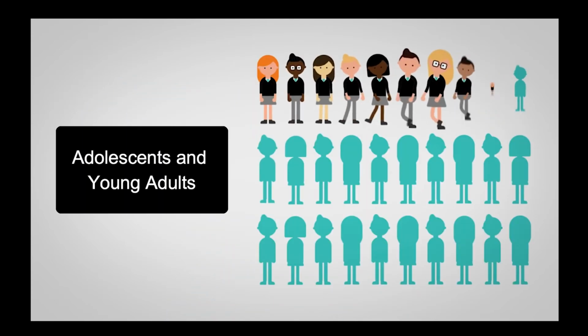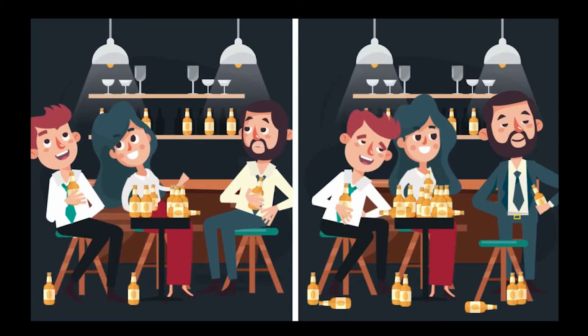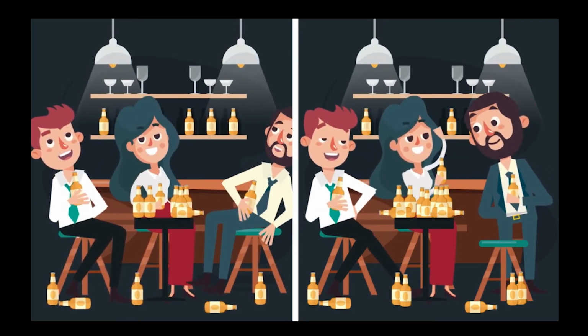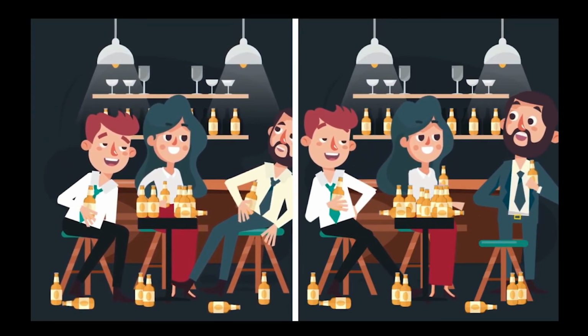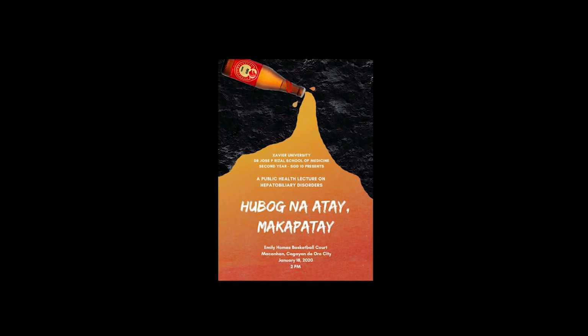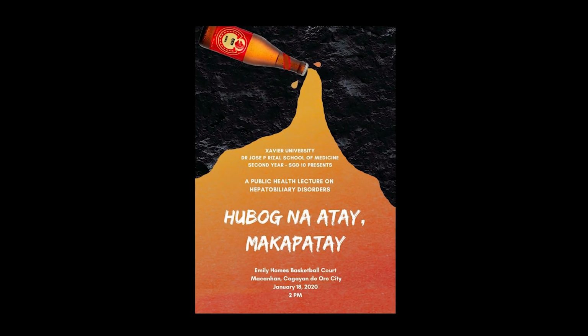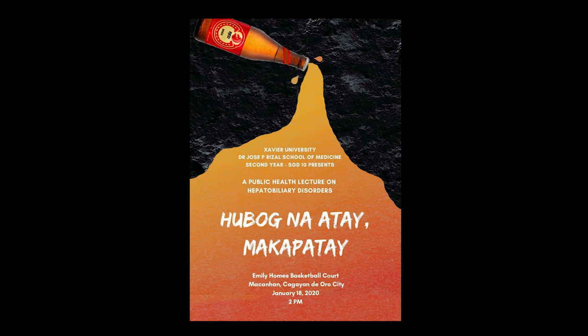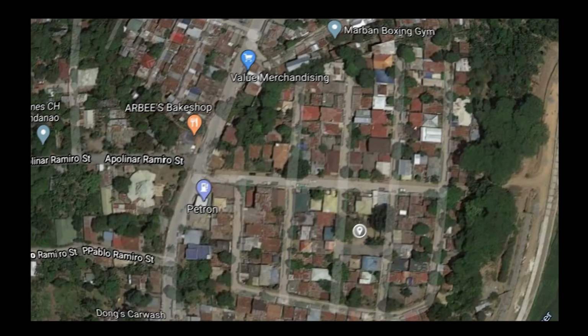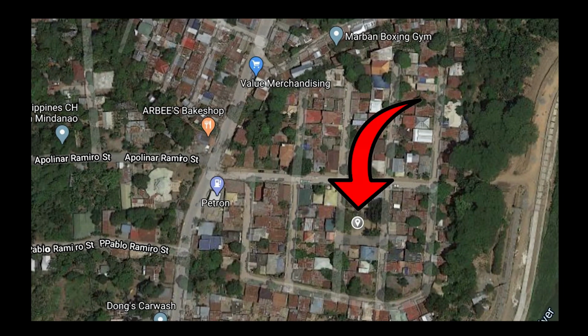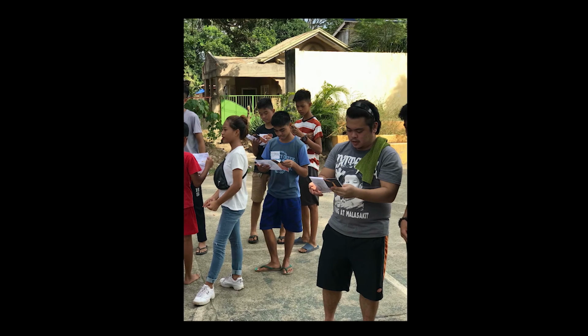These people are composed not only of adults, but of adolescents and young adults. Frequent drinking of alcoholic beverages becomes a vice. Because of this, we chose Hubog na Atay Makapatay as our theme for our public health lecture. We then chose Emily Homes in Makanhan as our audience because the president of their homeowners association raised his concern regarding the drinking habits of some residents in the area.